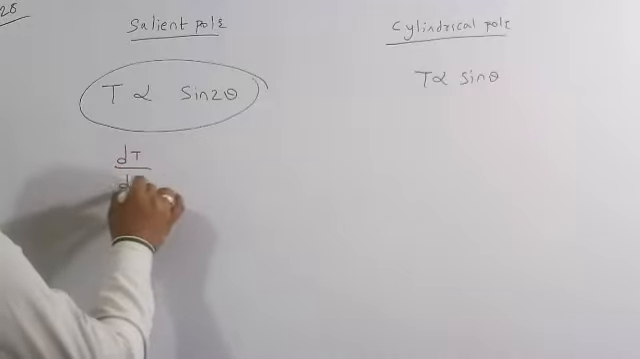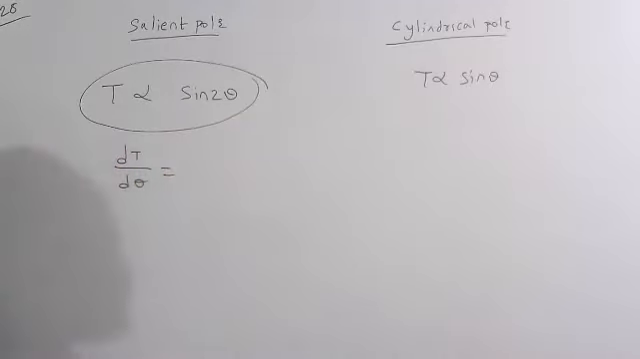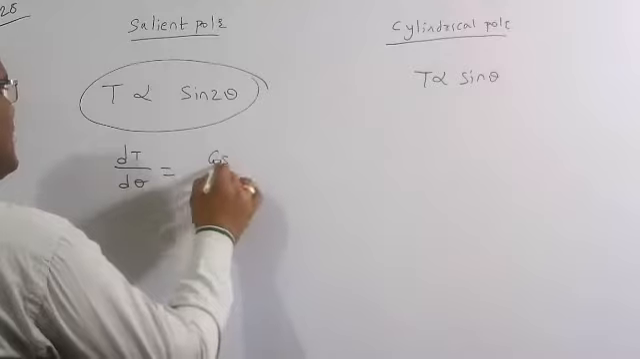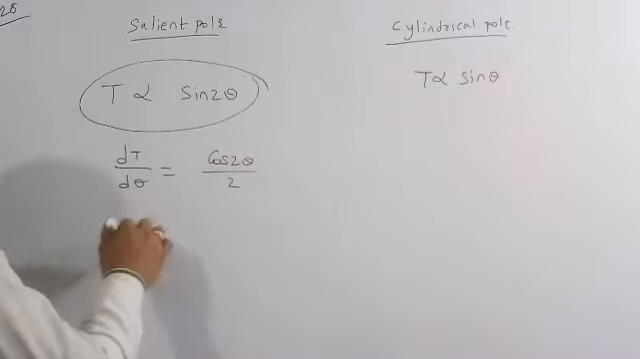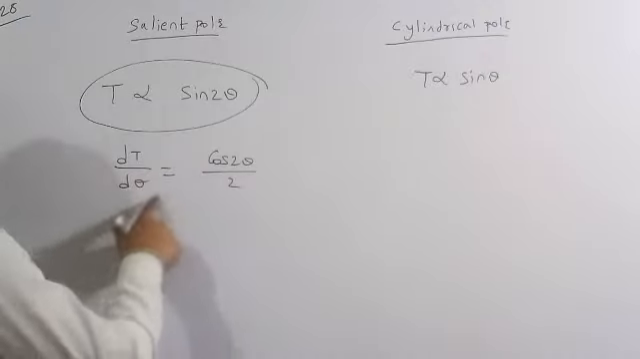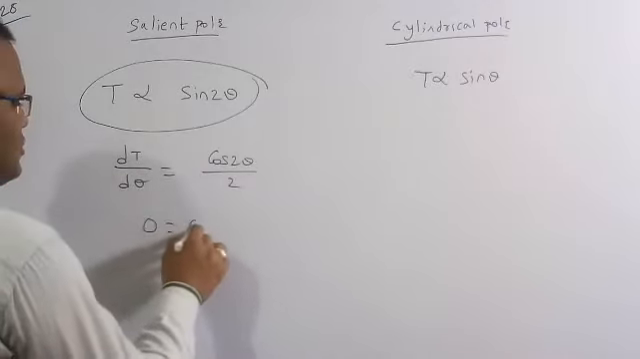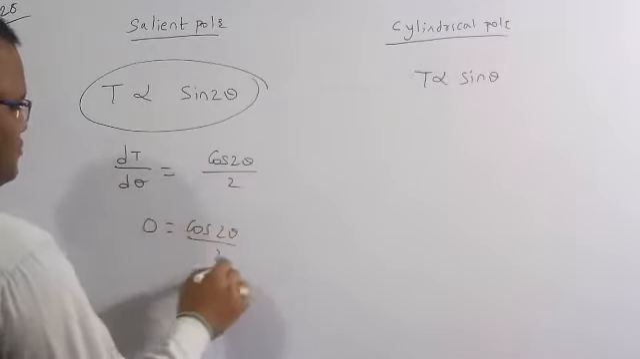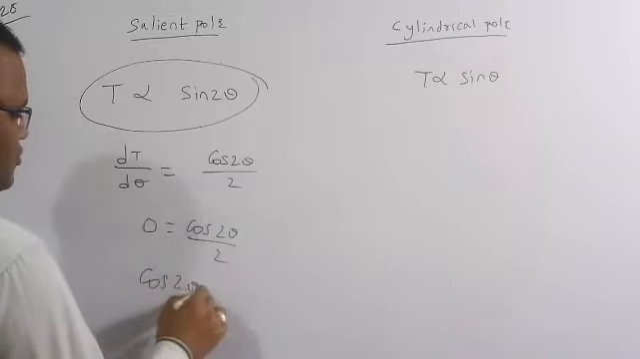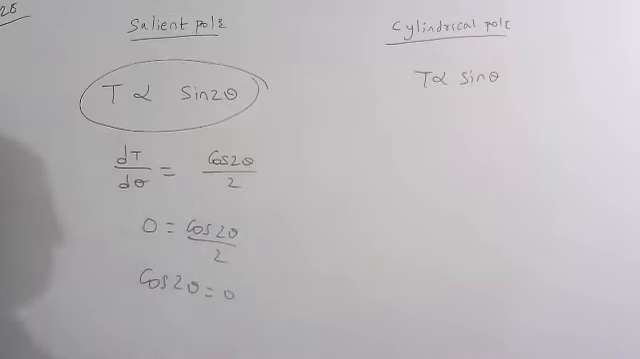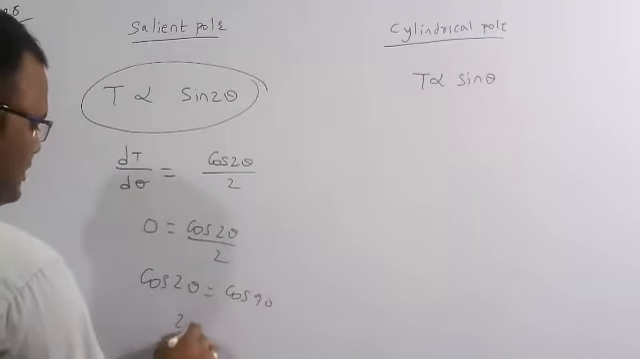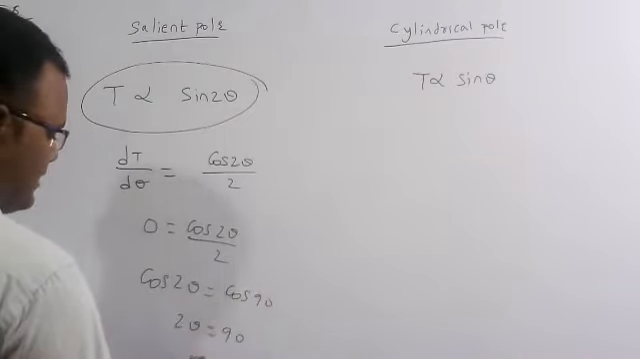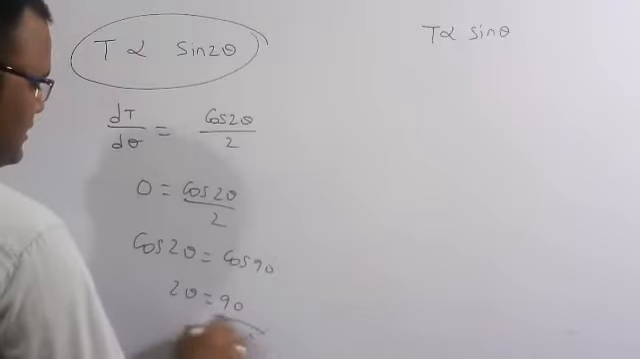So T is equal to sin 2 theta. If you do the differentiation, it becomes cos 2 theta times 2. Now we need the maximum value, and at the maximum value this differentiation becomes 0. So 0 is equal to cos 2 theta times 2, therefore cos 2 theta is equal to 0. Now 0 is cos of 90, so 2 theta is equal to 90 degrees. Therefore theta is equal to 45 degrees for the salient pole.